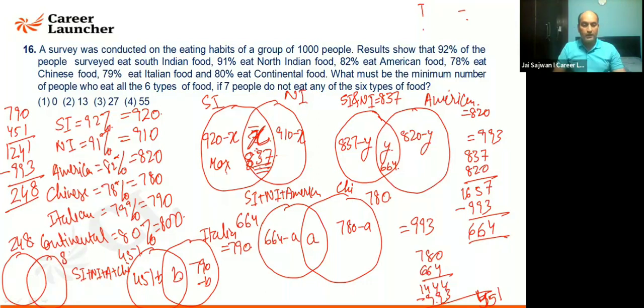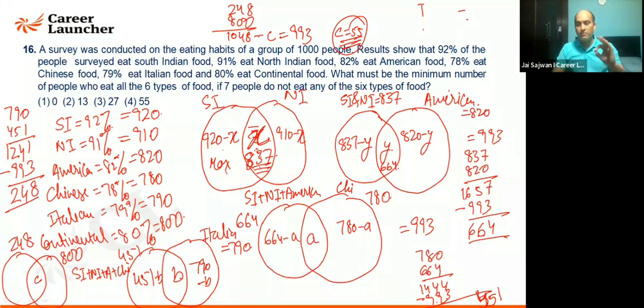And this continental is 800. I believe it is clear. Now what I'll do from there is, I'll say it is 248 plus 800. It is coming out to be 1048 people. And there must be something common between them. Let's write C is the common. Minus C is equal to 993. So my dear, from there C is coming out to be 55. I'll say the minimum common value between them will come out to be 55. Is that fine, clear, everyone? Please ask if there is a doubt.